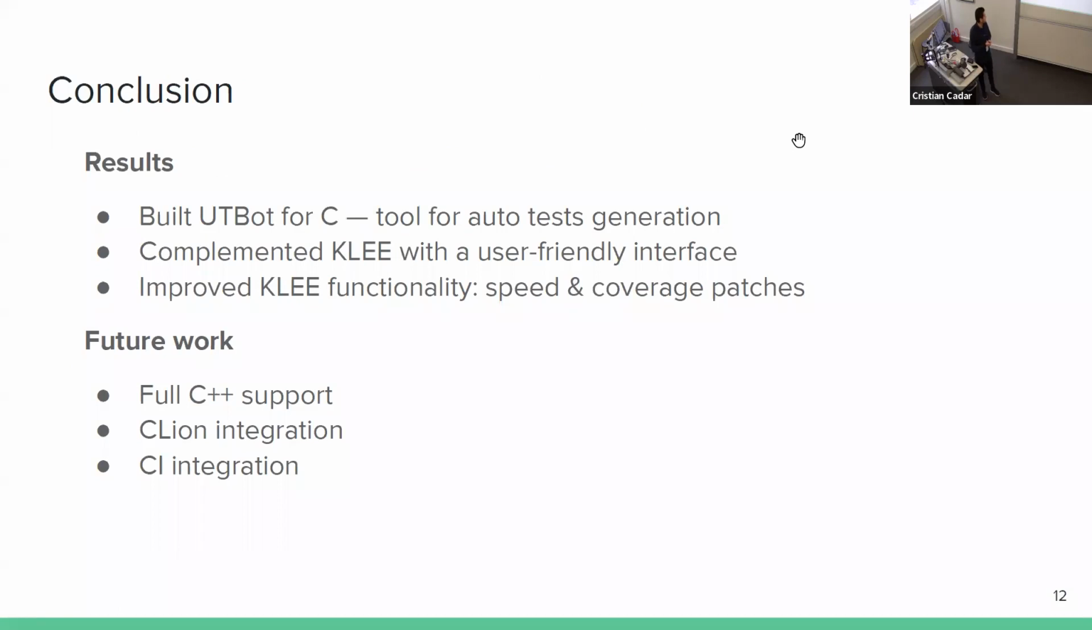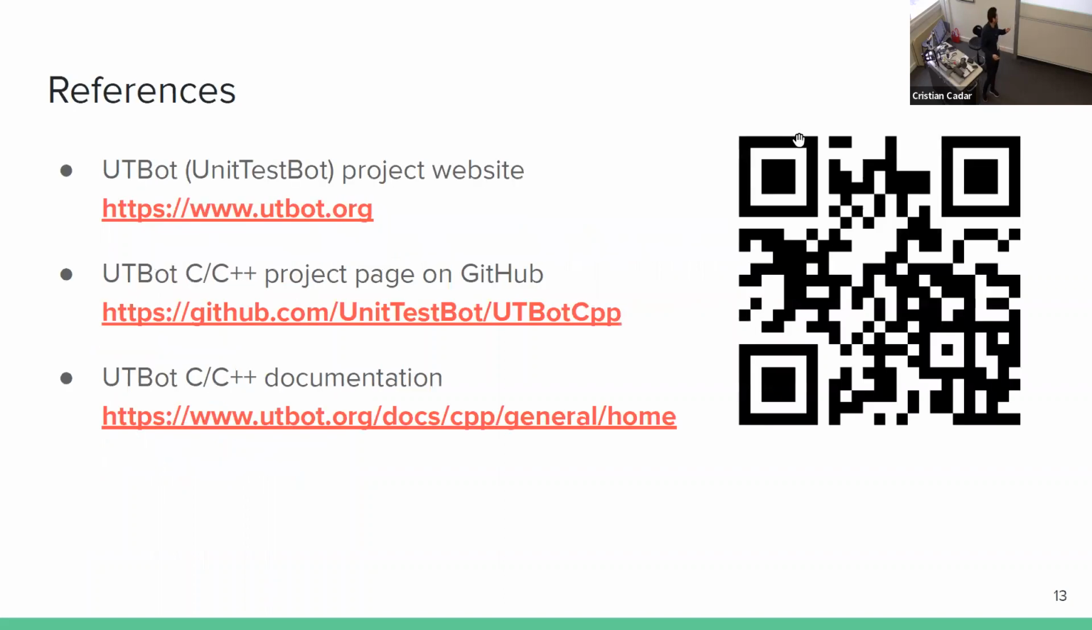For the results, we built a tool called UTBot for C. It's a tool for auto test generation that complements KLEE with a user-friendly interface. And also, while working on this, we improved some KLEE functionality with speed and coverage patches. For the future, we plan full C++ support, CLion integration, and the possibility to integrate UTBot into the CI. And there are some references that you might find useful here.